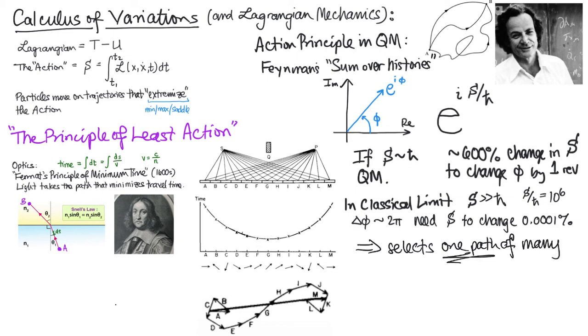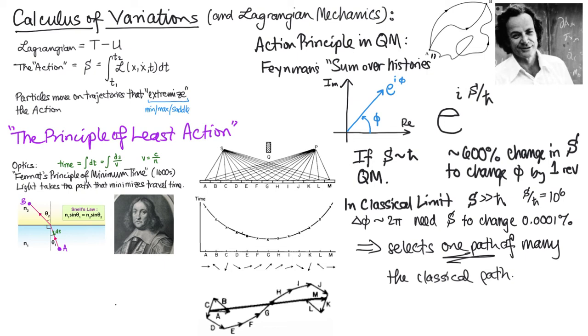And it's that one path that's the classical path. In the case of photon travel, it's the path that minimizes the travel time, because all other paths that deviate from that cancel each other out. And this does not just apply to the path that a ray of light takes.